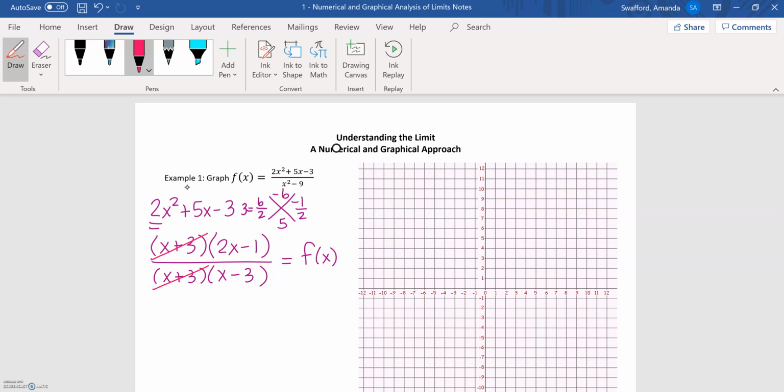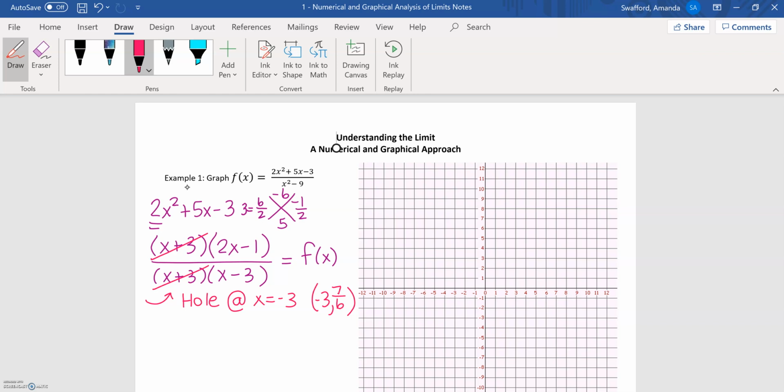Now you need to remember that any factors that cancel produce holes in our graph. So we're going to have a hole at x equals negative 3. That's whatever makes that factor 0. Negative 3 would make x plus 3 zero. But we also need to identify the ordered pair of this hole to have a more accurate graph. So we're going to take negative 3 and plug it into our reduced function f of x. So I will plug this in and do 2 times negative 3 minus 1 and divide that by negative 3 minus 3. So hopefully you can do that without your calculator and get 7 over 6.